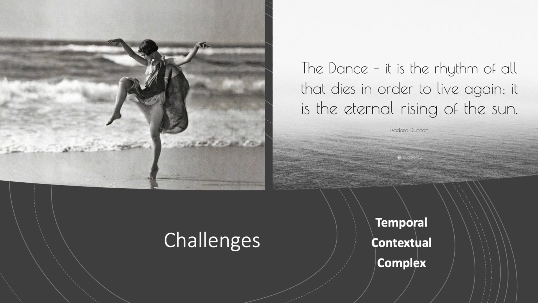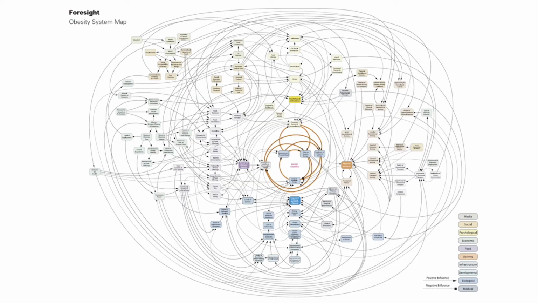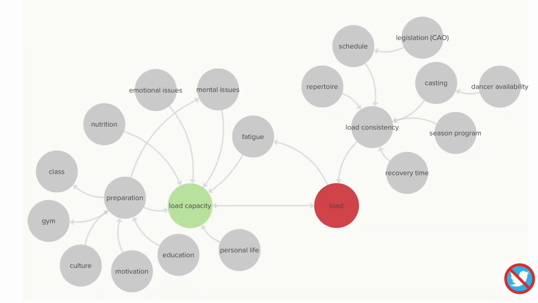So if we go and look back to the obesity system map and this crazy and big picture of looking at obesity, how could we in some way build something like that for dance injuries?